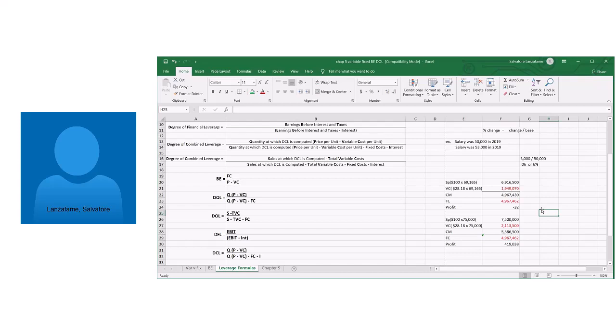But we knew this was going to be a profit because remember I said the 69,165 was the break-even point. So anything above 69,000 is going to create a profit. And sure enough, it did.